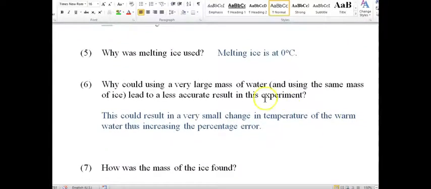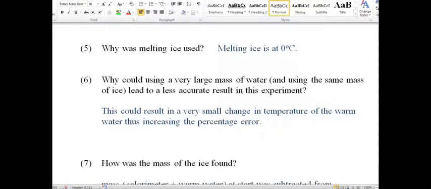Why could using a very large mass of water in the calorimeter and using the same mass of ice lead to a less accurate result in the experiment? Well, can you imagine if you used a huge amount of warm water and a very small amount of ice, then very, very little ice would melt and the drop in temperature of the warm water would be quite low. This could result in a very small change in temperature of the water, and this would of course increase your percentage error, because the smaller the number you put into a formula, the larger this thing called percentage error is.